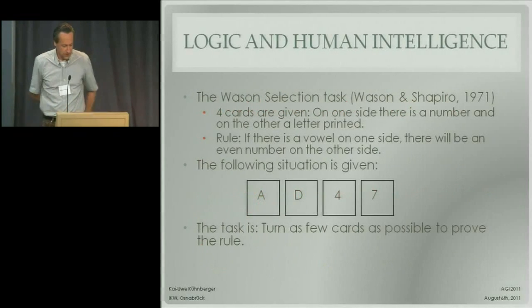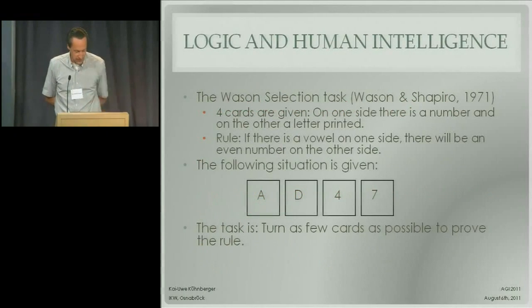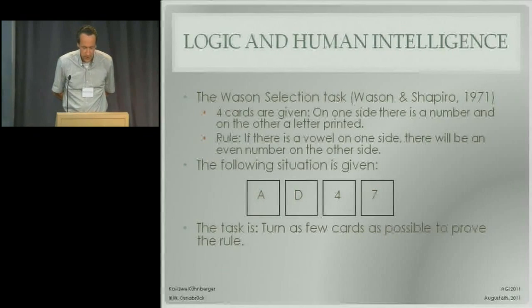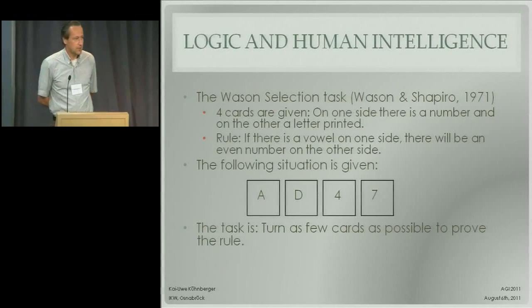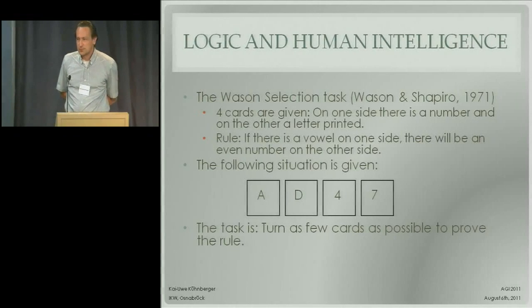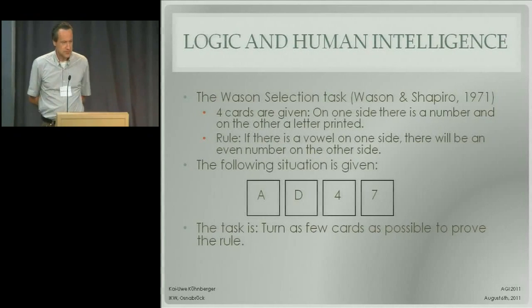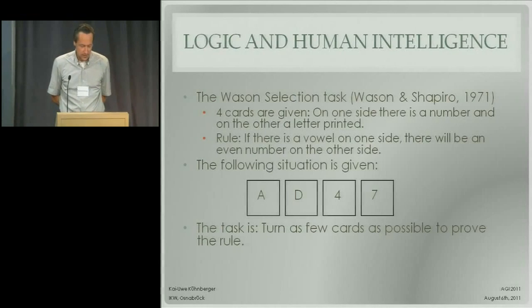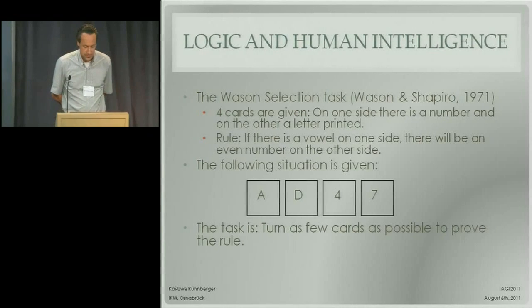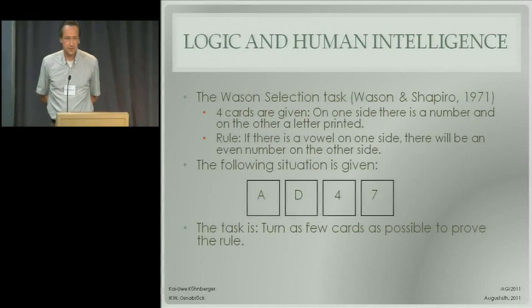Here's the first example, the so-called Wason selection task. The following situation is given. Four cards are presented to subjects. On one side there is a number, on the other side there is a letter printed. There's a rule that must be checked by the subjects. The rule is an if-then condition: if there is a vowel on one side of the card, then there will be an even number on the other side of the card. A clear if-then condition and implication.